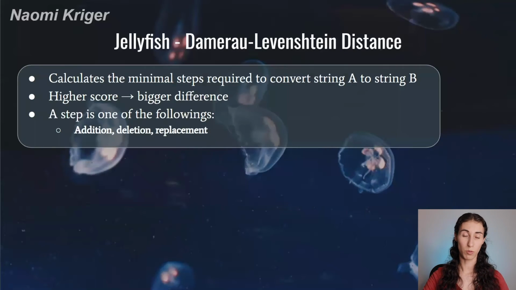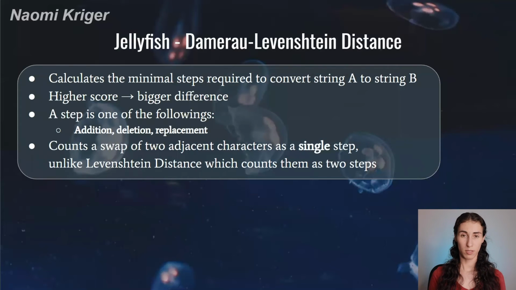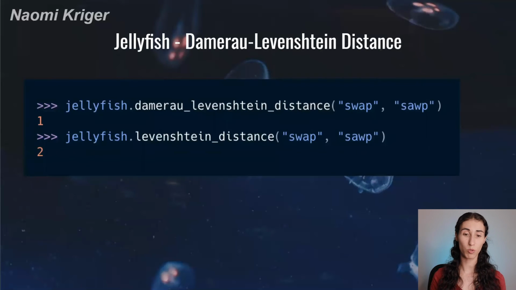Now, we are moving on to the Damerau-Levenshtein distance. The Damerau-Levenshtein distance is very similar to Levenshtein distance, but it also has an added value. The Damerau-Levenshtein distance counts the swap of 2 adjacent characters as a single step instead of 2 steps. So let's look at our next example to make this much more clear. Here we can see a comparison between swap and sawp.